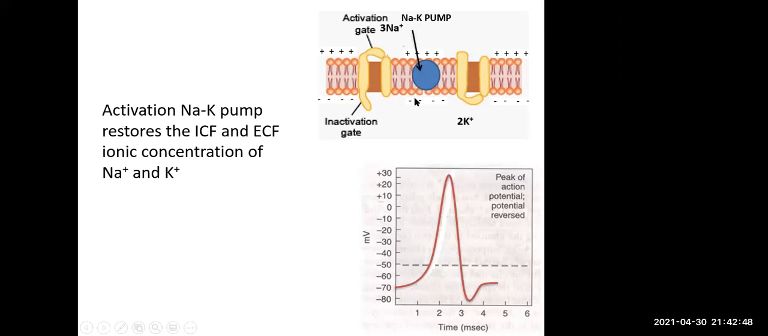It moves 3 sodium ions outside the cell membrane and moves 2 potassium ions inside the cell membrane. You can see the difference here. 3 positively charged ions moved outside, 2 positively charged ions, that is potassium, moved inside. This itself will bring a negative potential inside. So the sodium potassium pump will try to restore the sodium ion that entered and the potassium ion that has gone out. So this is what happens at resting state. This is the ionic basis of the action potential.